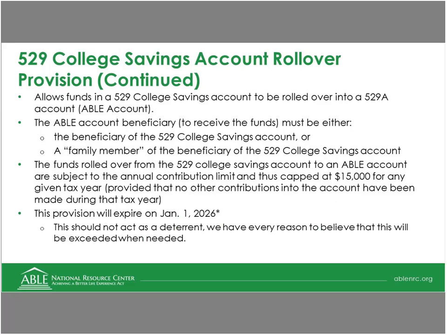There are a couple of stipulations that need to be met, however. It's important to note that the ABLE account beneficiary, the person to receive the funds from the college savings account, must be either, number one, the beneficiary of the 529 college savings account, or a family member of the beneficiary of the college savings account.